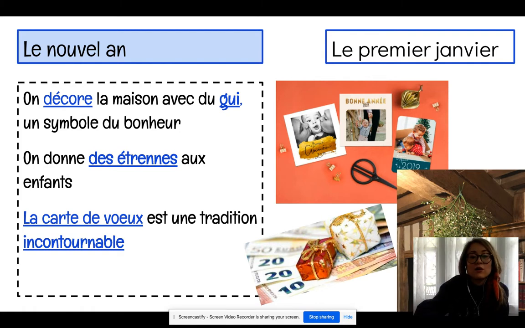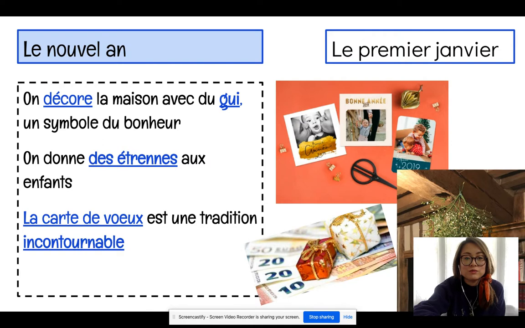Thank you. On décore la maison avec du gui, un symbole du bonheur. On décore, ça c'est un verbe, avec du gui. Regardez, voici une image de cette plante. Et en fait, aux États-Unis, cette plante est très importante, mais pour Noël, le 25 décembre. Le gui, c'est mistletoe. Donc, en France, le gui, c'est un symbole du bonheur. Le bonheur, ça veut dire happiness. Et on décore la maison avec du gui pour symboliser le bonheur pour le nouvel an.